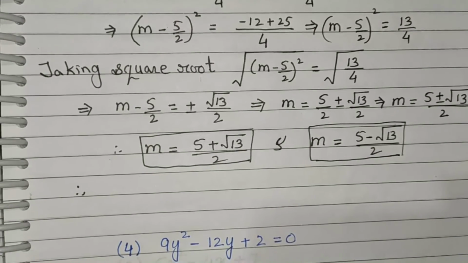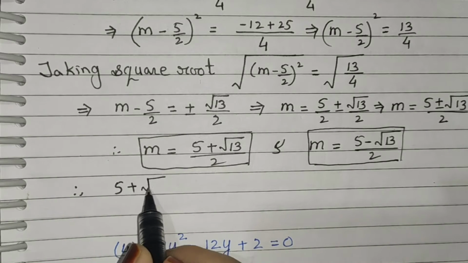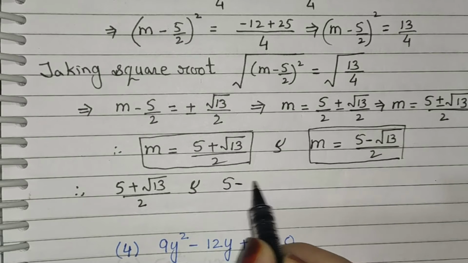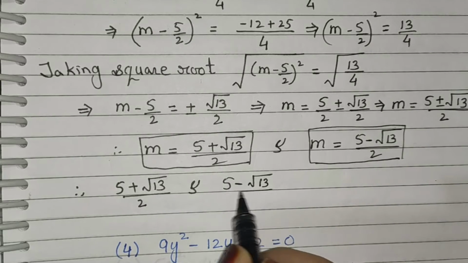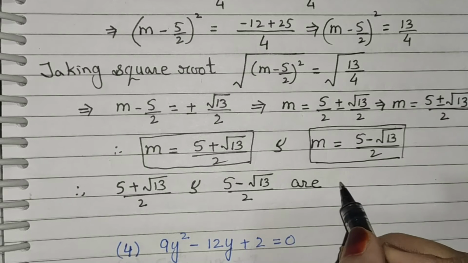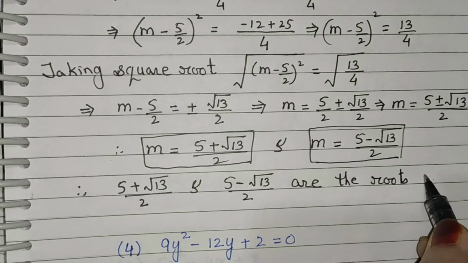Therefore, write down the answer. 5 plus root 13 upon 2 and 5 minus root 13 upon 2 are the roots of the given quadratic equation.